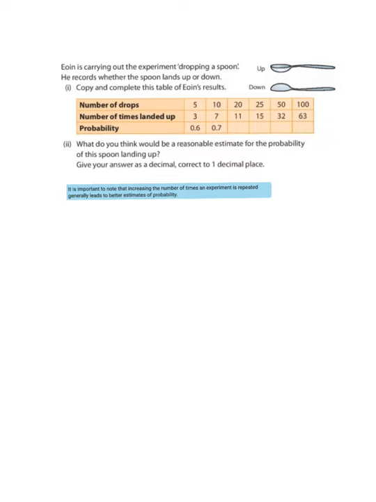So for 20 trials, it dropped 11 times. Okay, so that would give me 11 out of 20, which would give me the probability of 0.55. The next one then, it landed up 15 times out of 25 drops. So we must get the probability. So that would be frequency all over the number of trials. So that would give me 15 out of 25, which would give me 0.6.